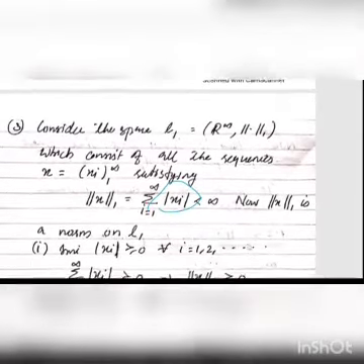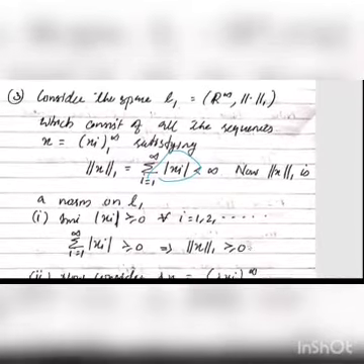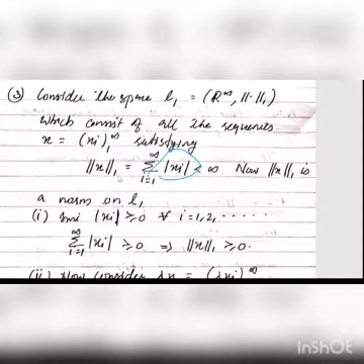We can check whether it's a norm or not. The first condition is that this norm is greater than or equal to 0, evidently because you are taking the summation of terms whose modulus values are non-negative. So evidently each term is greater than or equal to 0. Therefore the summation is also greater than or equal to 0. Therefore the 1 norm of x is always greater than or equal to 0.